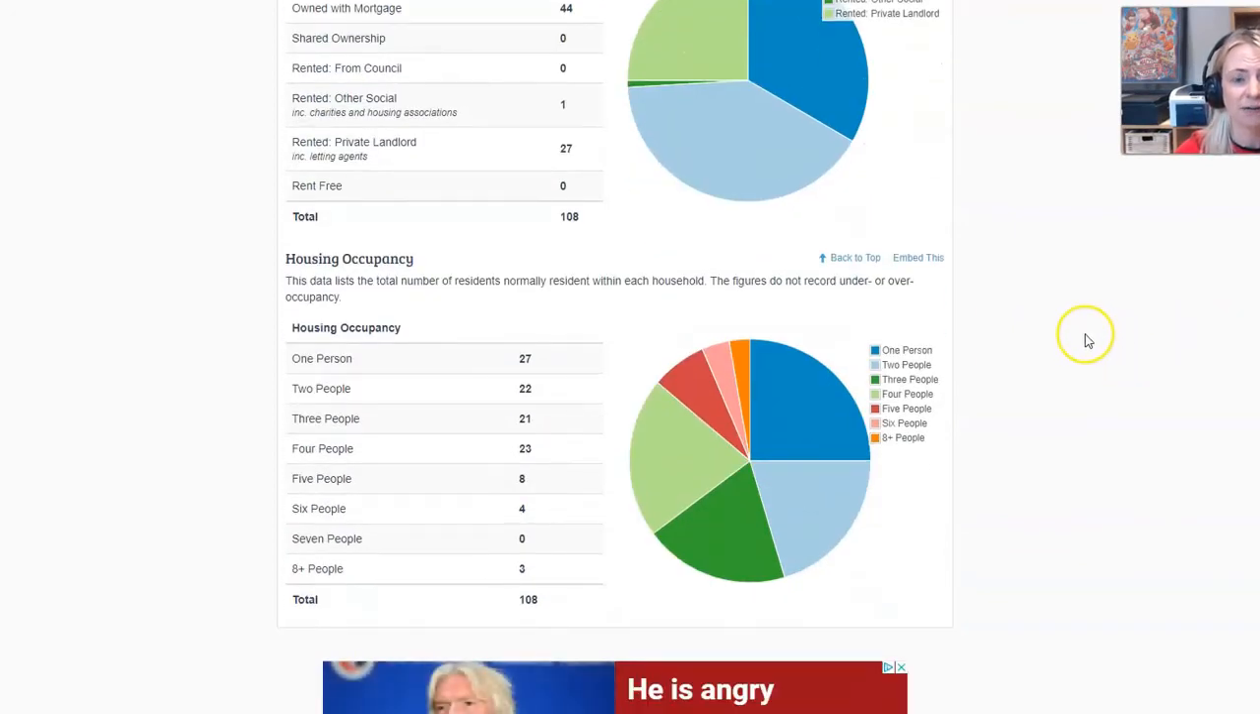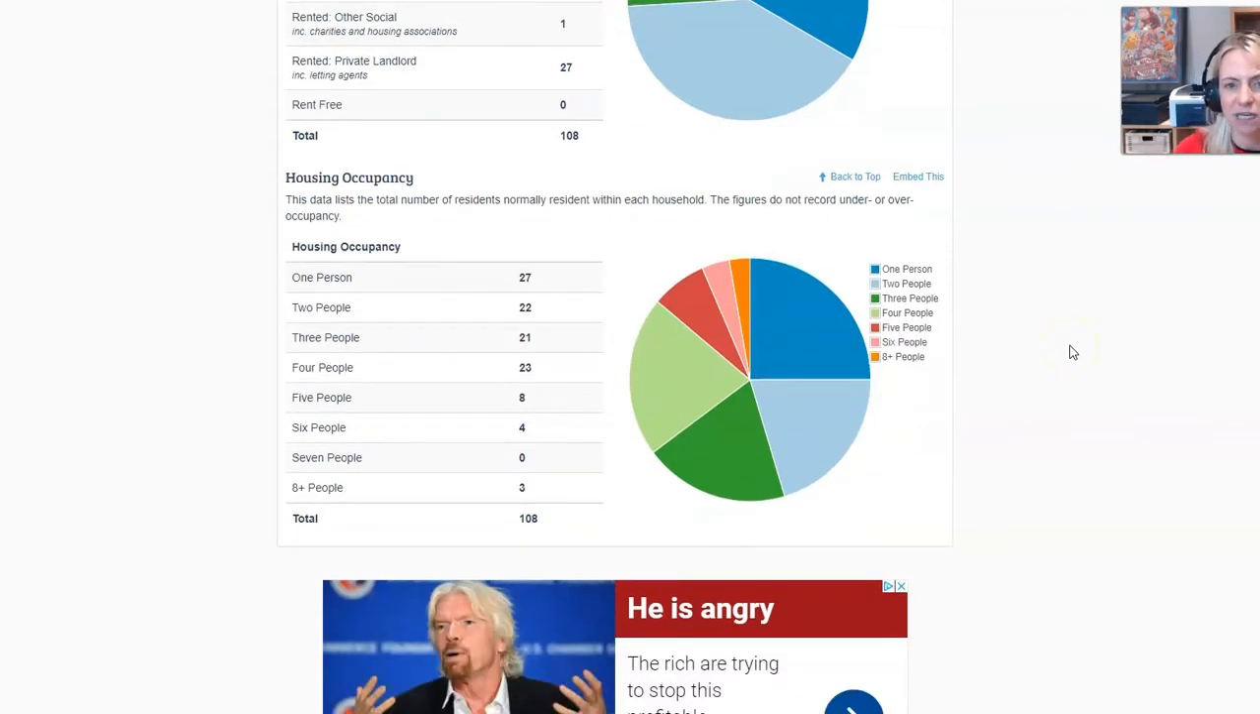And then as you scroll down even further, it tells you how many people are living in each of those houses, those households. And you can see here that the majority, what we could call the median, the kind of average, is one. One person households are the most common in this particular location.